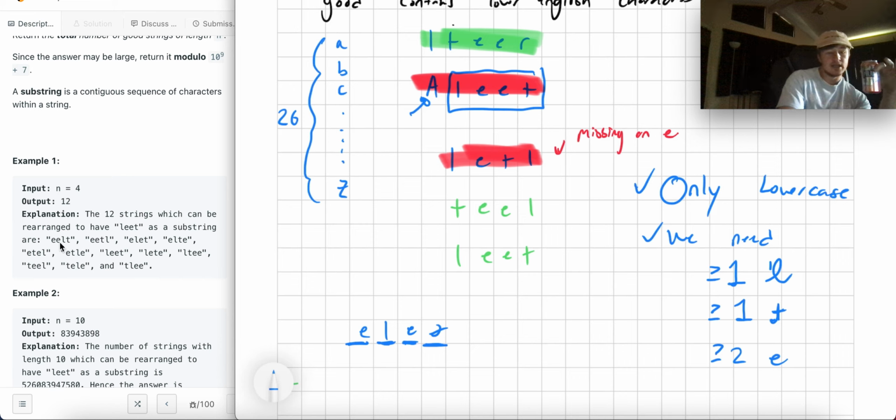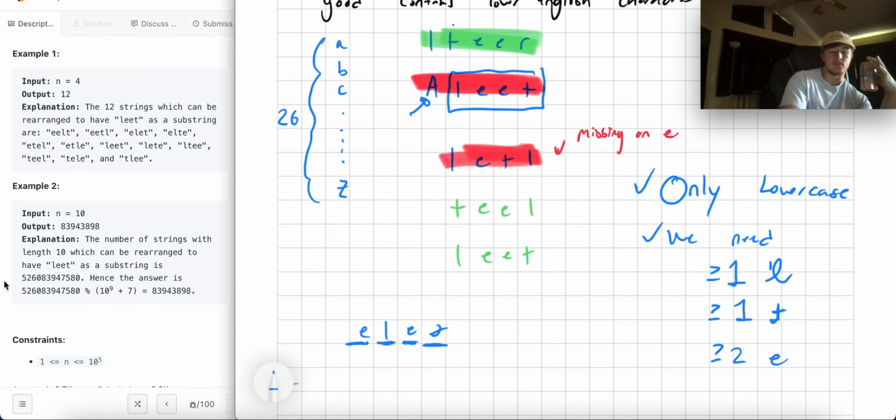I could do it like this and rearrange, like this and rearrange, and so on and so forth. For n equals 10, there's a lot, and it's also modded by 10 to the 9 plus 7, so this blows up pretty quick, right? But how do we go ahead and solve this?